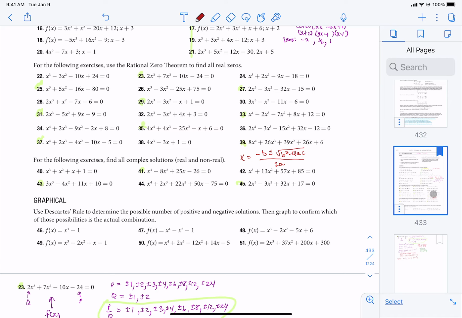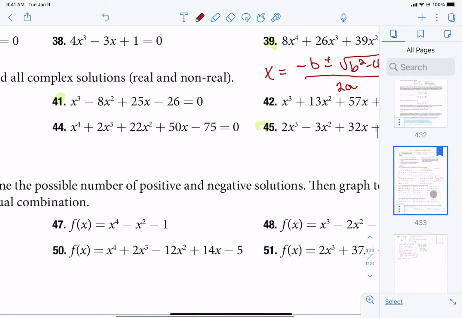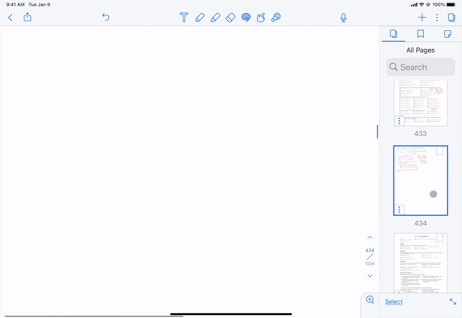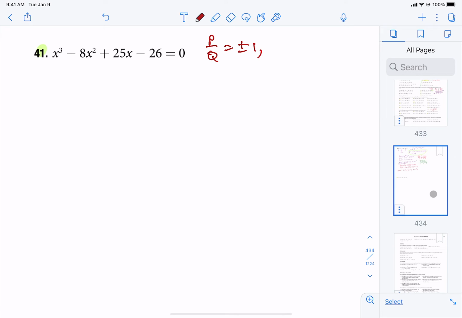So let's actually look at problem 41. Let me cut that, paste that down here. So we're going to start out exactly like the section before. Look at your back numbers. The p's are, everything goes into 26, and the q is just 1. So p over q's for this is just going to be plus or minus 1, 2, 13, and 26. So there aren't a lot of things that are going to work nicely as far as rational numbers. So start plugging them in.